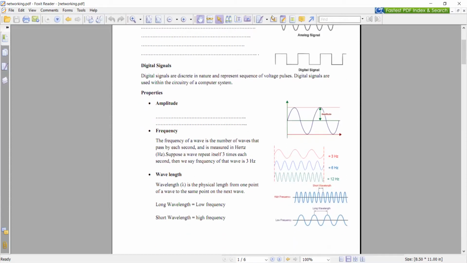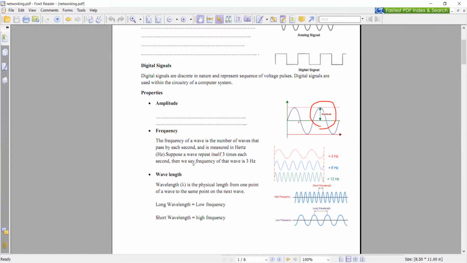First one is amplitude. Amplitude means actually the height of the signal. Now you can see here, the height of the signal is called amplitude. Under that, write down under amplitude: amplitude is the height of the wave and often related to power.